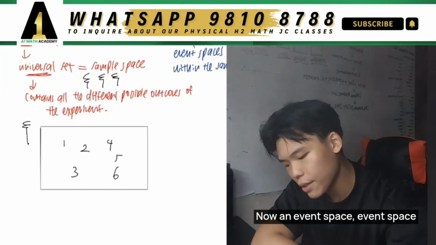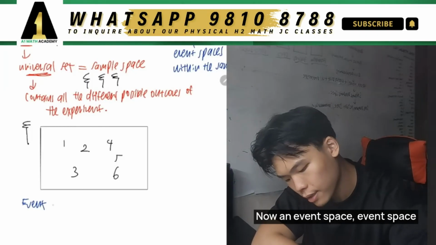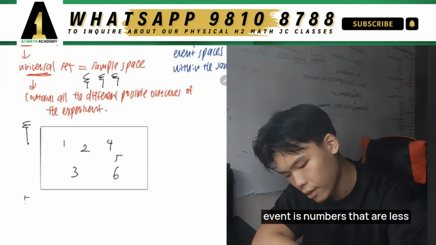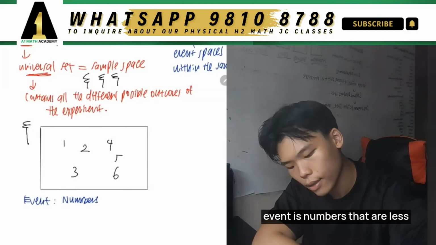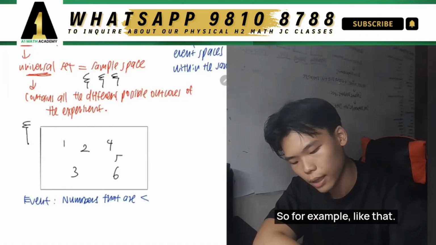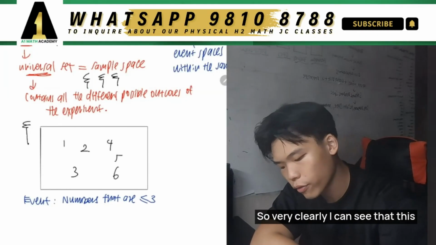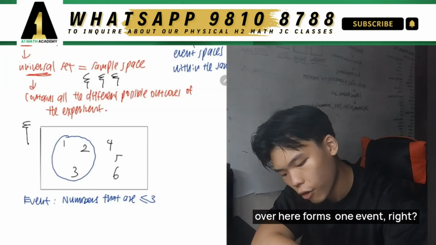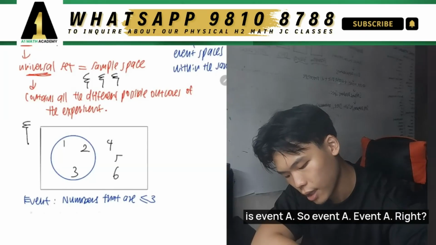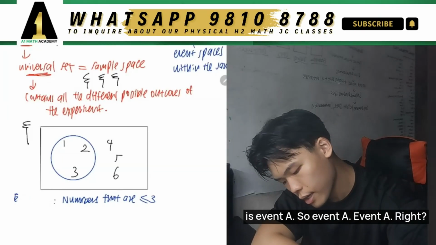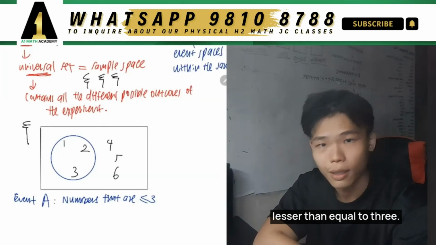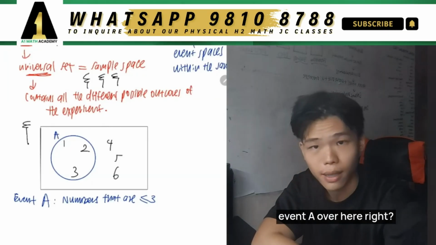Now, an event space depends on what the event is. So for example, let's say my event is numbers that are less than or equals to 3. Very clearly, I can see that this over here forms one event, and then let's say this event over here is event A. Event A is numbers that are lesser than or equal to 3. So over here, I will label event A.